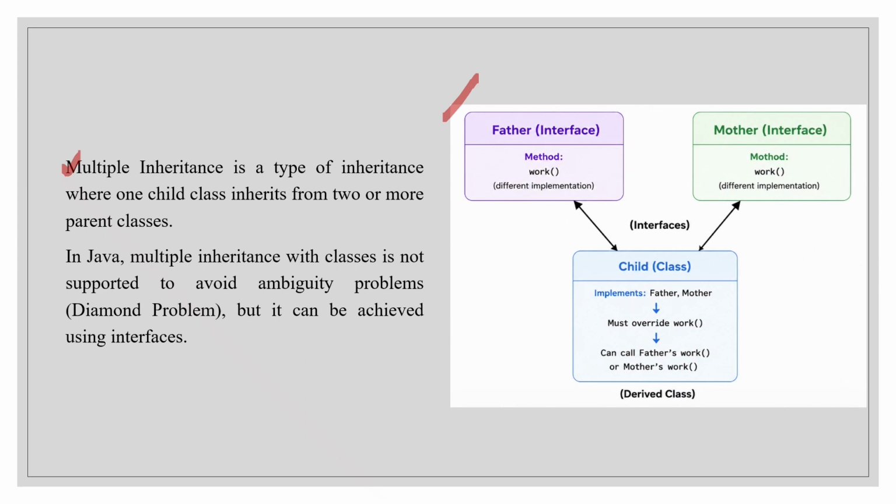But in Java, multiple inheritance is not supported using classes because it may create an ambiguity problem. Don't worry, we'll discuss this ambiguity and how multiple inheritance can be supported in Java in this video.